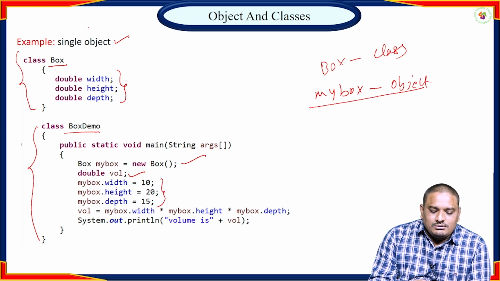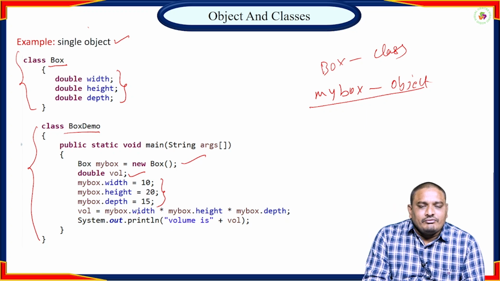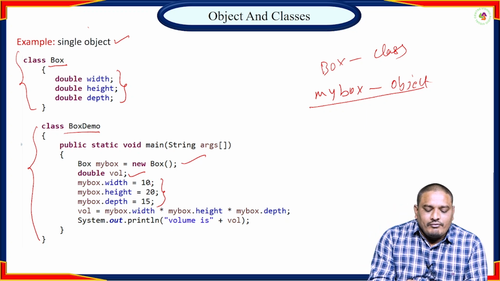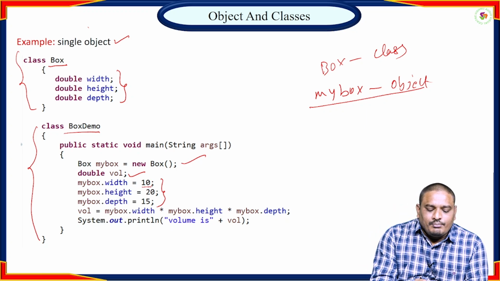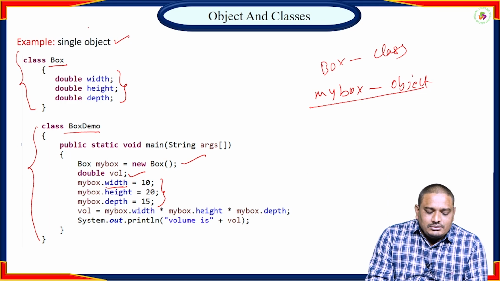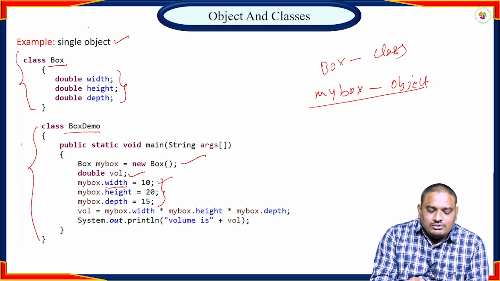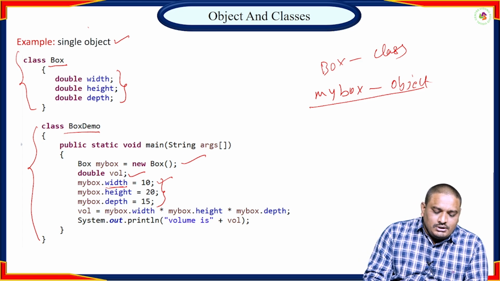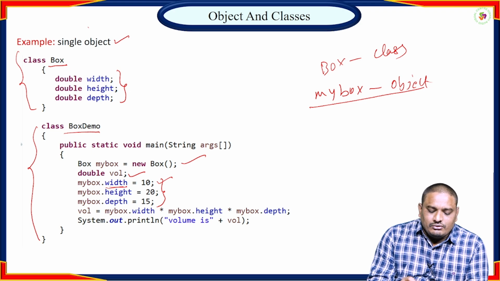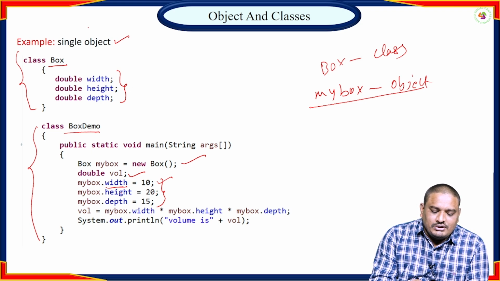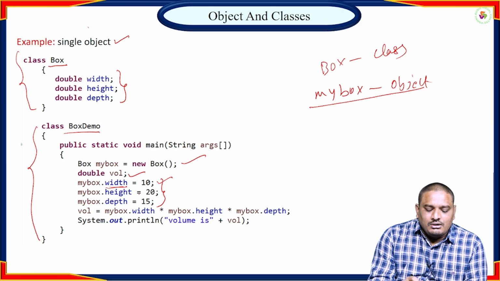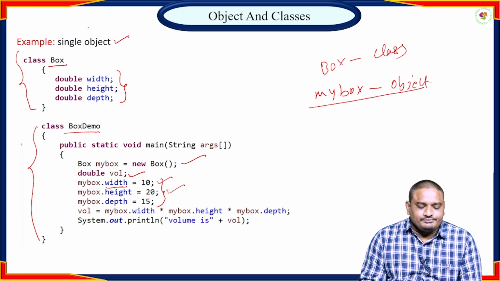myBox.width. We can assign values to a particular variable by using myBox.width. 10 is assigned to the width based on the object: myBox.width = 10. Here is another variable, height, equal to 20. The value 20 is assigned to the height. How to assign? myBox.height = 20.